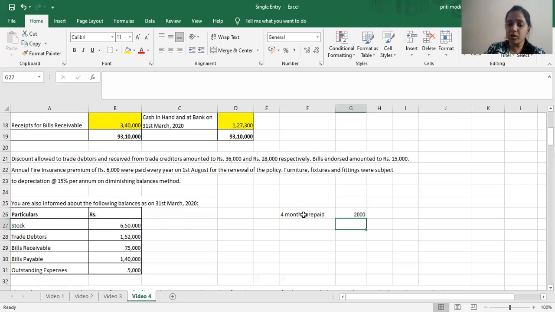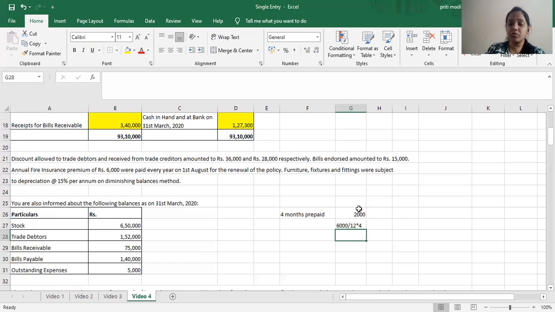How did we find out? We found out by 6,000 by 12 into 4 months. This is the way we found out the prepaid amount. We are paying on 1st August every year for 12 months, and our year is ending on 31st of March. So we are paying extra for April, May, June, July. For 4 months, we are paying extra. So 2,000 rupees is the prepaid amount.